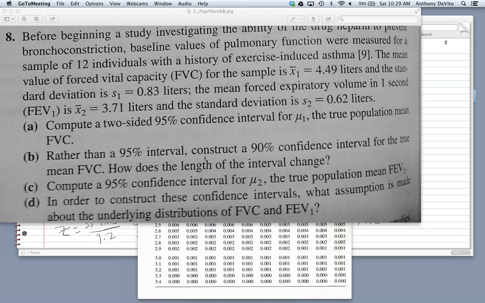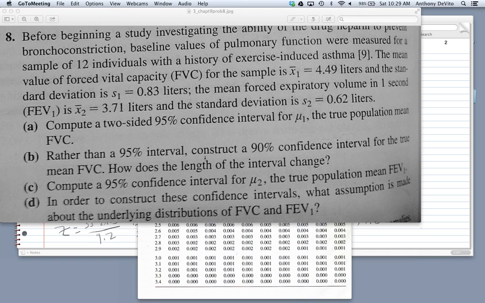The mean value of the forced vital capacity for the sample is 4.49 liters. Standard deviation is 0.83. The mean forced expiratory value in 1 second, FEV1, is 3.71 liters, and the standard deviation is 0.62 liters.